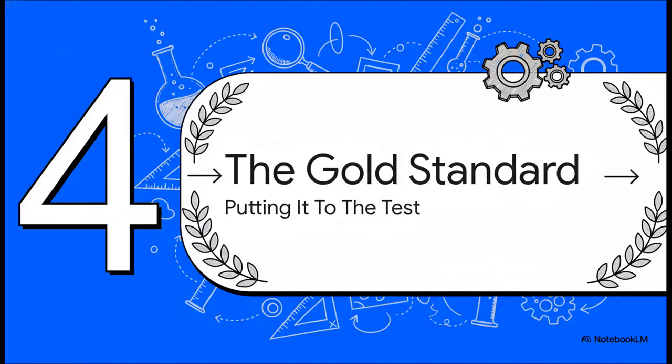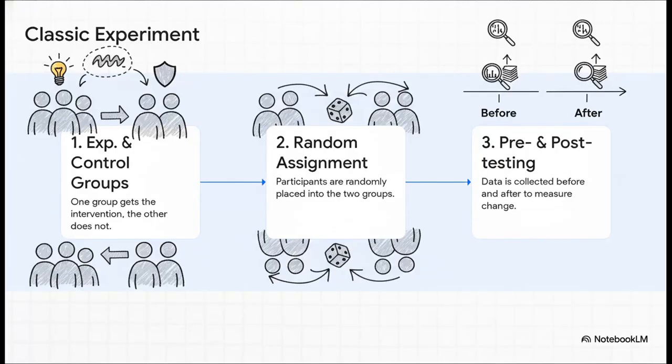So if a simple survey can't prove that one thing causes another, how do researchers ever do it? Well, they have to design a study that can control for all those other factors. And for that, we turn to the gold standard, the experiment. A true classic experiment has these three essential ingredients. You have an experimental group that gets the thing you're testing, like a new drug, and a control group that doesn't. You randomly assign people to those groups so you know they started out roughly the same, and then you test them before and after to measure the actual change. It's that structure that lets you isolate the real cause.